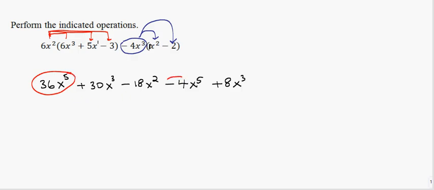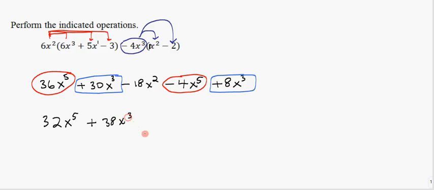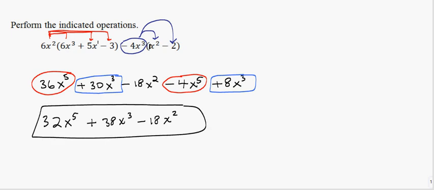So let's look at this. 36x to the 5th and negative 4x to the 5th. Those are like terms. Notice I circled the sign with the term. The sign stays with the term. So 36 minus 4 is 32, x to the 5th. When you're adding or subtracting like terms, you just keep the exponent the same, and you just add or subtract the coefficients. The next thing is x cubed. Got a positive 30x cubed and a positive 8x cubed. So 30 plus 8 is a plus 38x cubed. And then there's negative 18x squared. Well, that doesn't have anybody to go with it, so we just bring it down. So this is the simplified version.